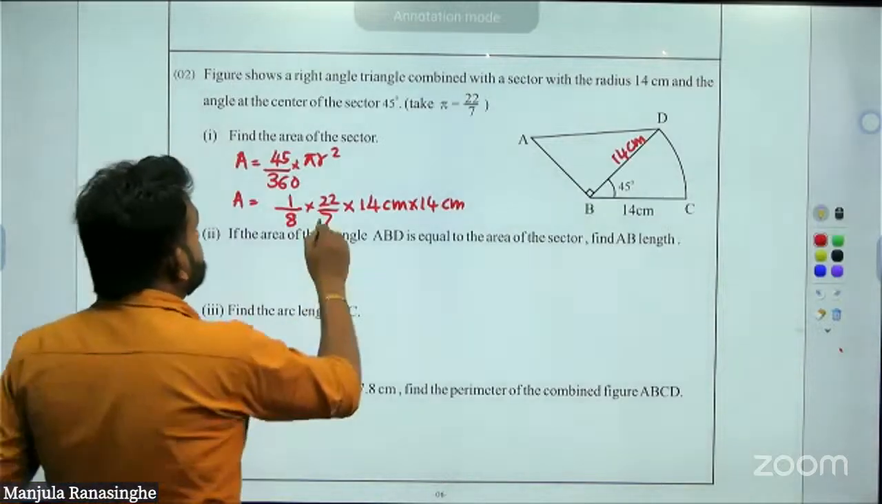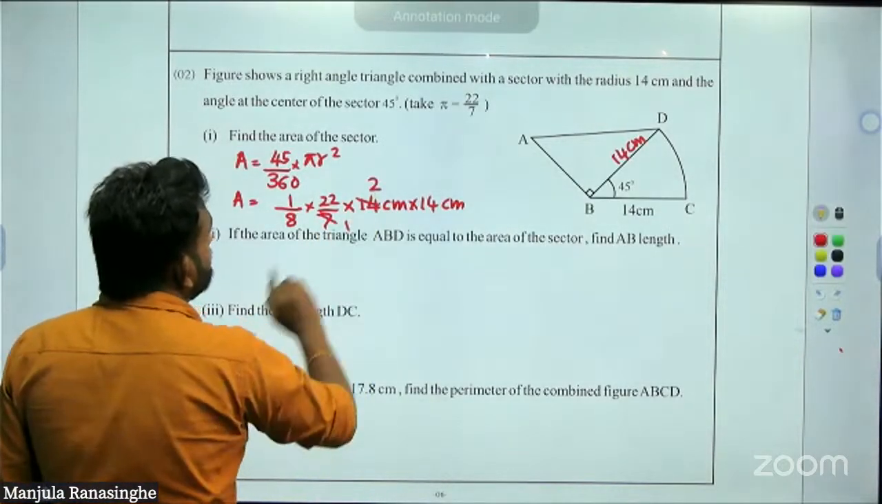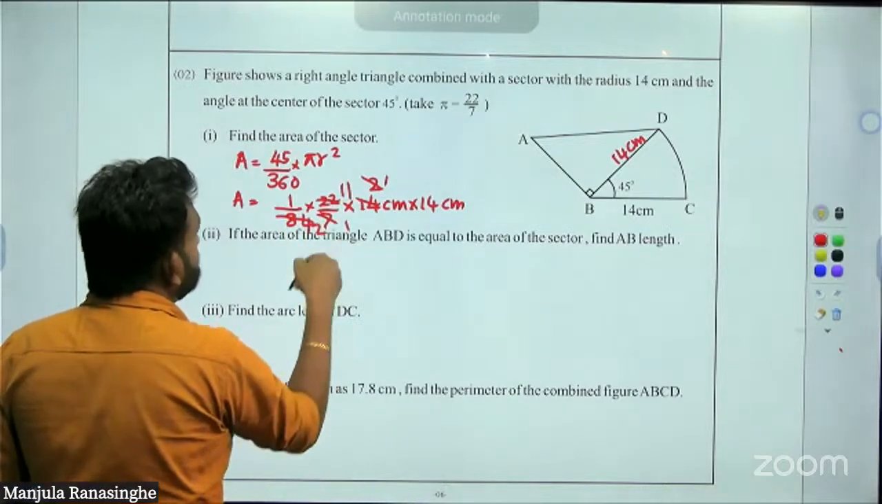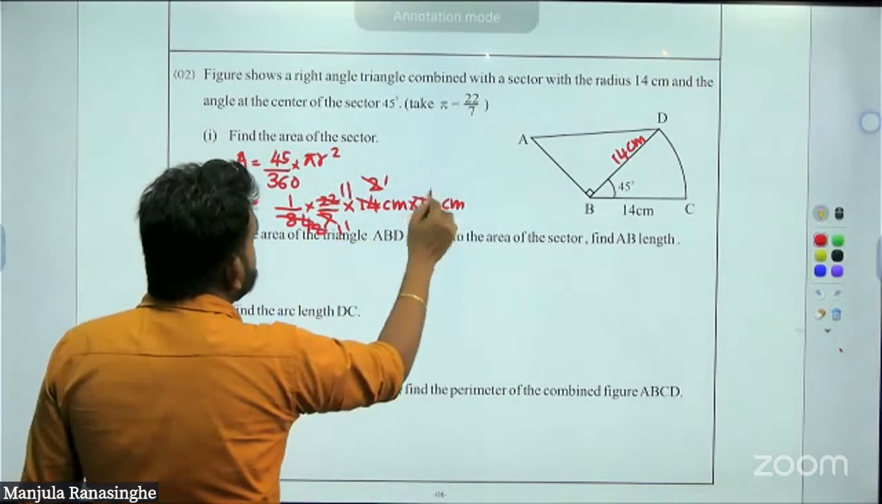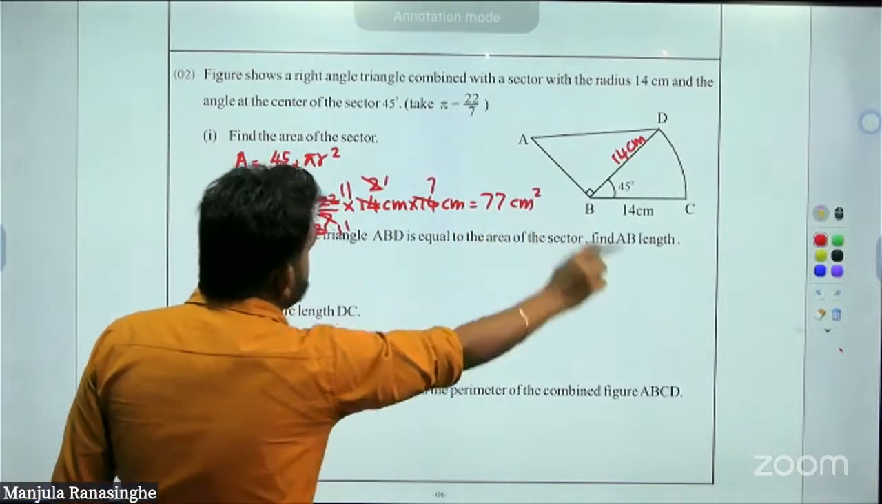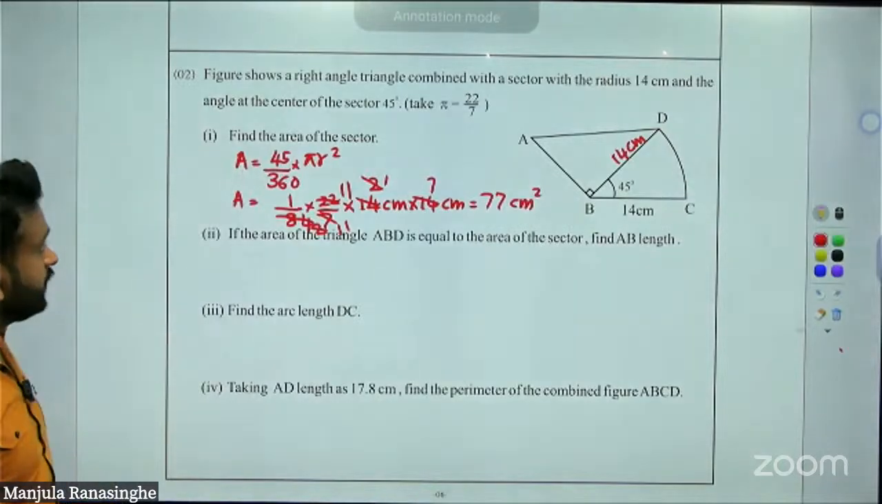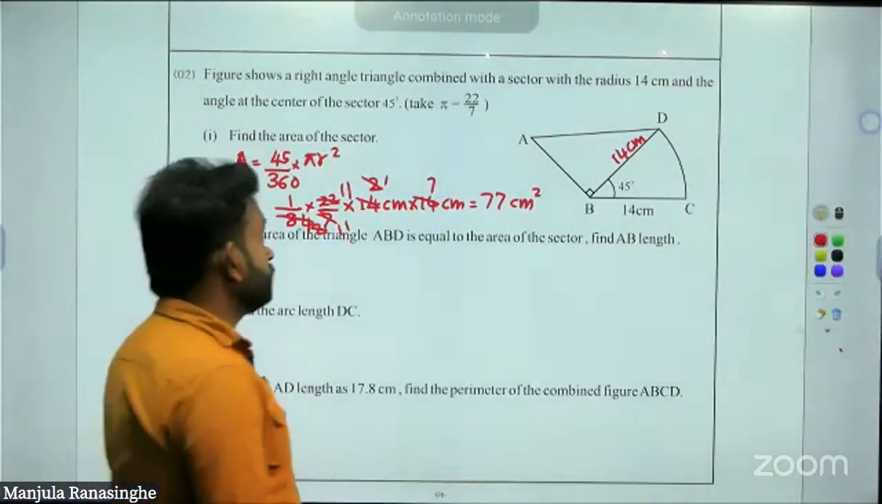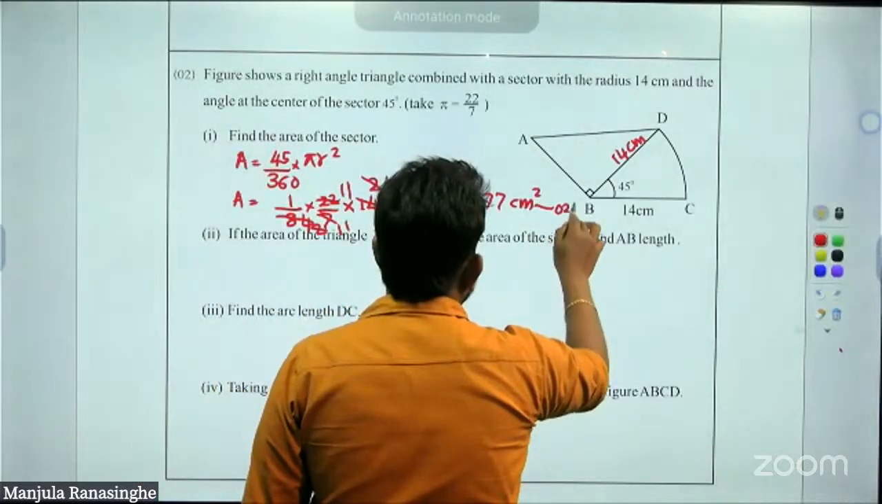Okay, then you can say 7 twos are 14, then 2 sevens are 14, 2 elevens are 22, 2 sevens are 14. So 11 into 7 comes as 77 square centimeters. That's the area of the sector. Right. So that gives you 2 marks.